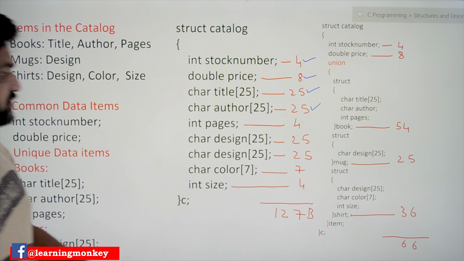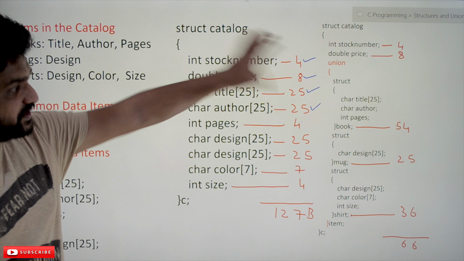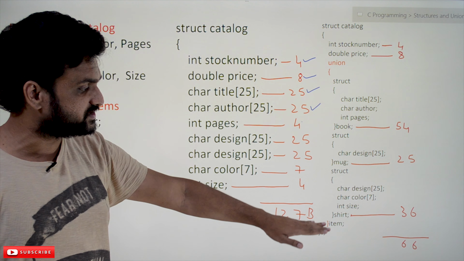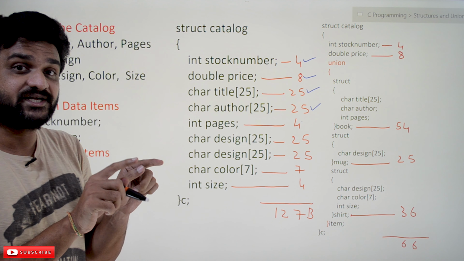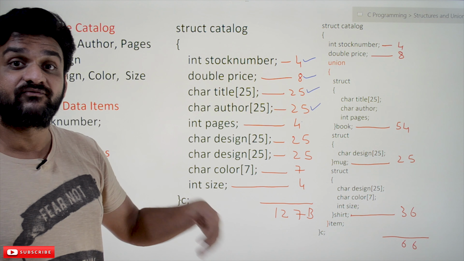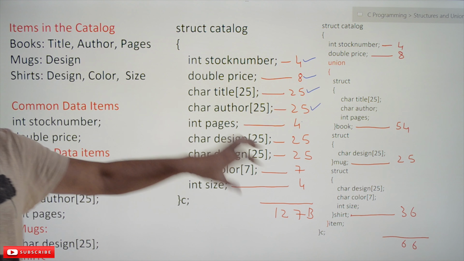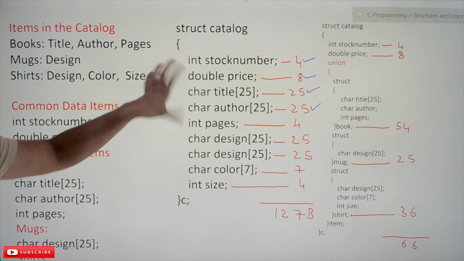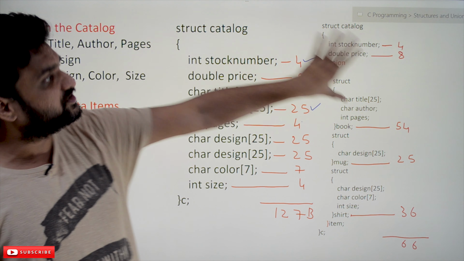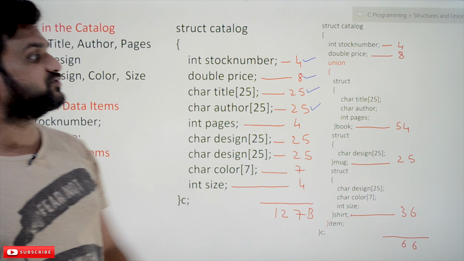Similarly, based upon the data type, the space will get allocated for all these items. For each item it is 127 bytes, so for 10 items 1270 bytes of space will get allocated. Now we will try to change this in such a way that we reduce the amount of space allocated.